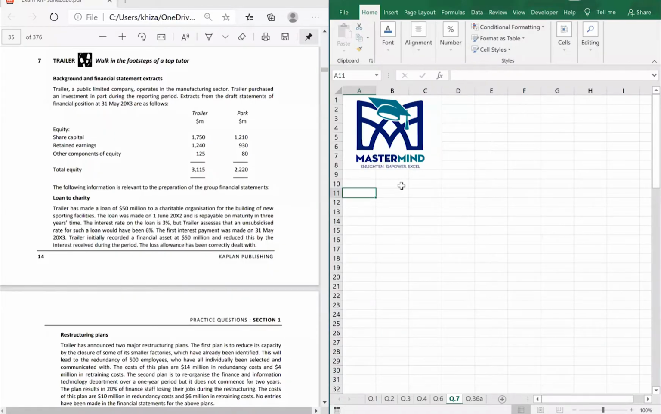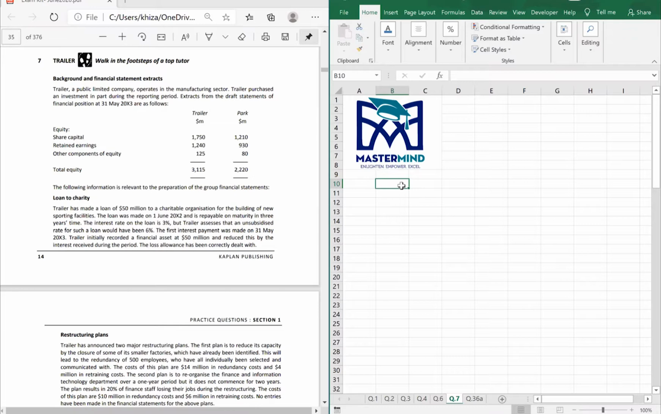Hello everyone. The question that we have to do today is Trailer, from the SBR kit, Captain kit. Similar to the previous questions that we've done, this is a Section A question.